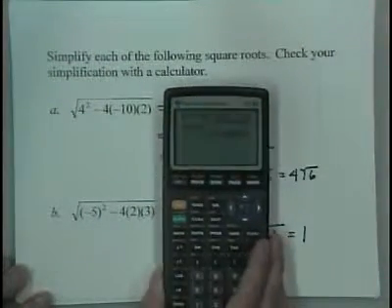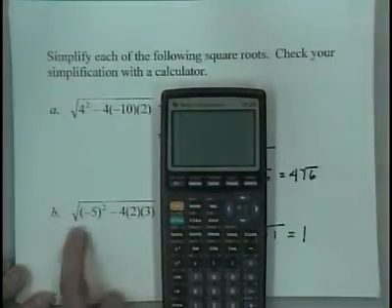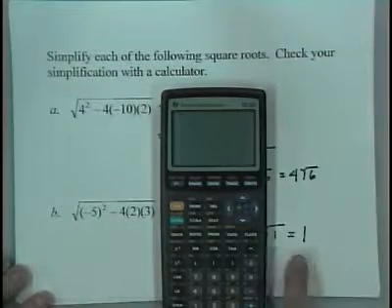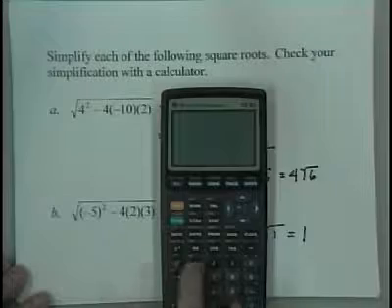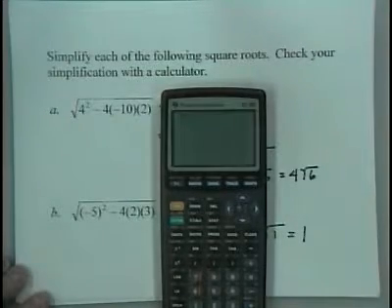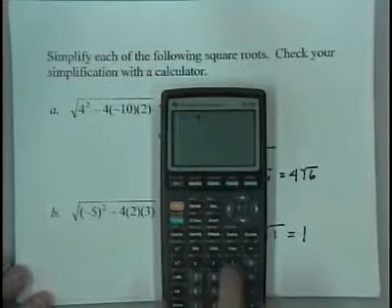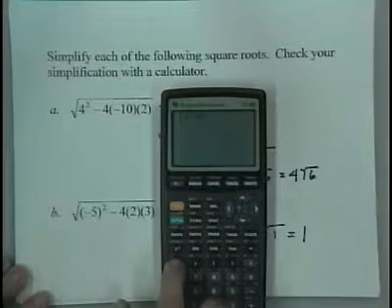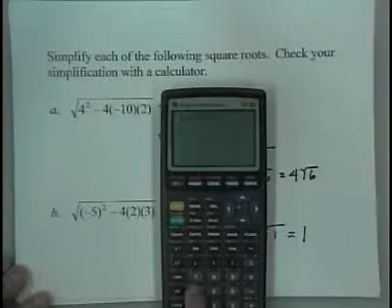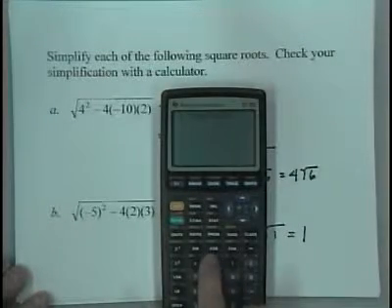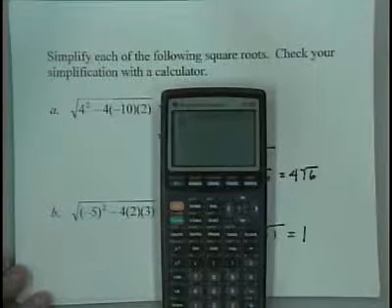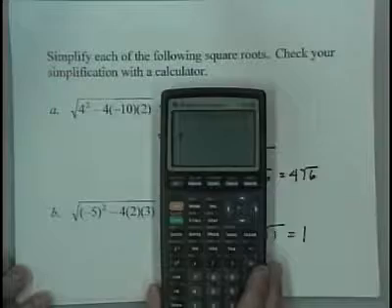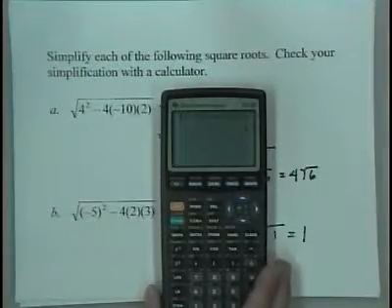The second one's going to be a little simpler to check. All I have to do is enter the problem and see if the end result is 1. So let's do that. We have the square root of parentheses, an additional parentheses, negative 5, close those, squared, minus 4 times 2 times 3, and close one final time, and we get the number 1, which verifies that particular problem.